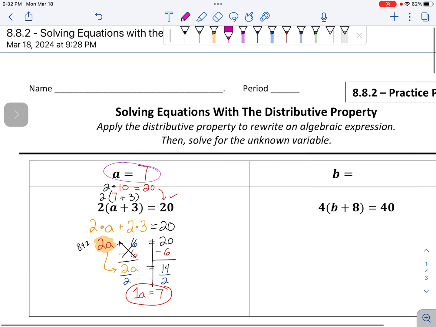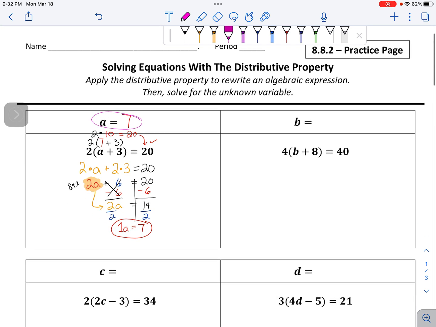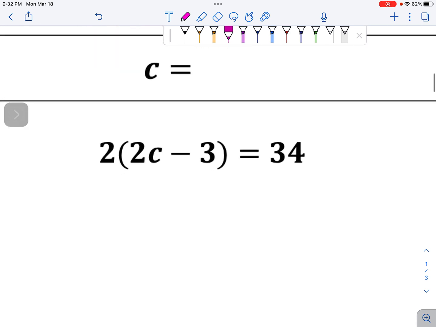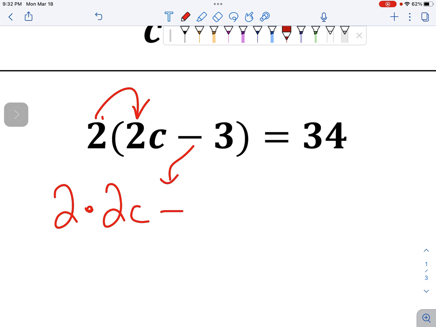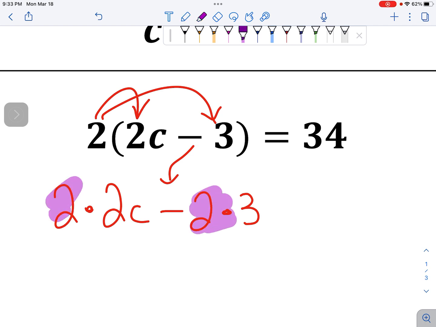Let's do one more. I'm going to do the one right below it for C equals. The very first thing we're going to do is get rid of these parentheses by doing the distributive property. So it's 2 times 2C. This minus drops down, and then it's 2 times 3. Again, that's this 2 out in front. It gets shared to both the 2C and the 3.